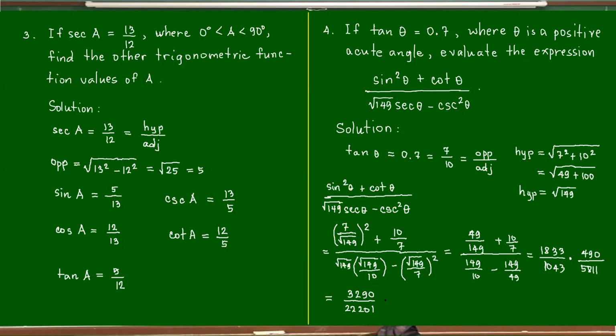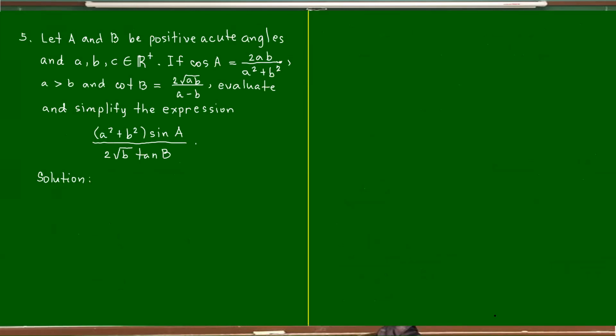Or approximately, if you're asked for the approximate value to, let's say, 5 decimal places, 0.14819. So this is the approximate value, if you're asked for the approximate value. Any question, guys? Guys, any question?